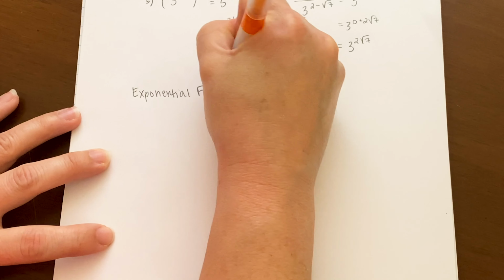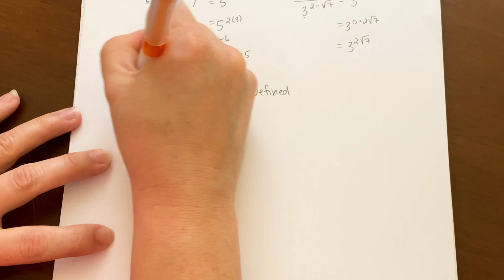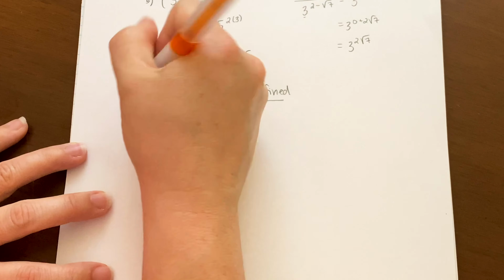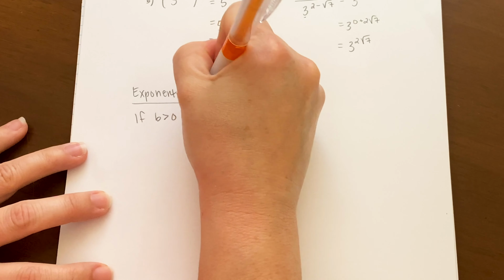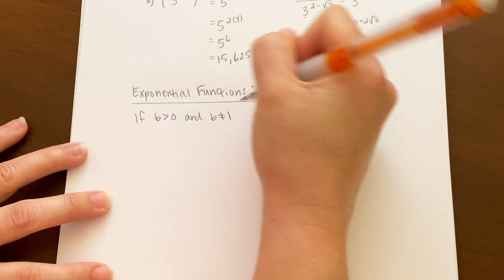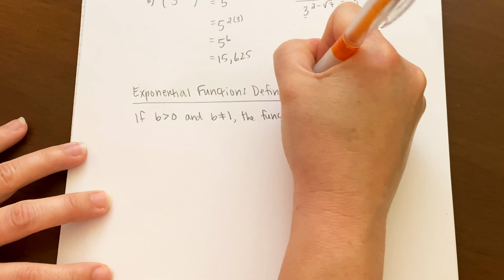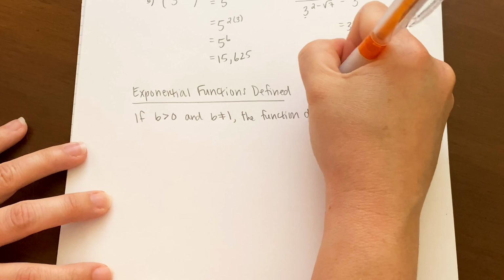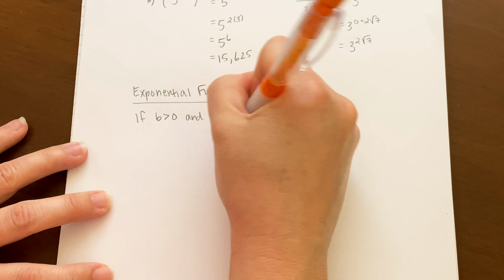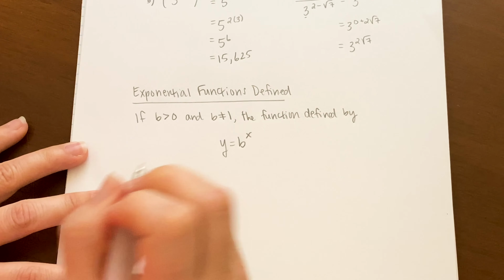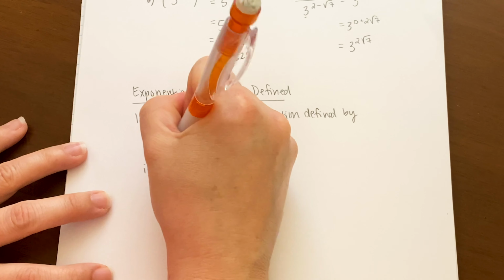Exponential function defined. So if b is greater than 0 and b does not equal 1, the function defined by y equals b to the x power is called the exponential function.